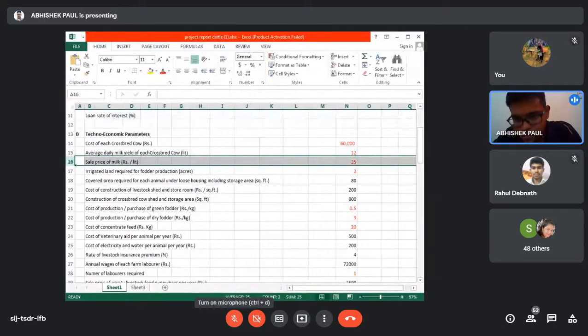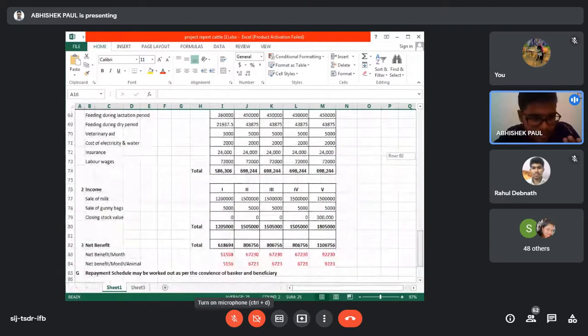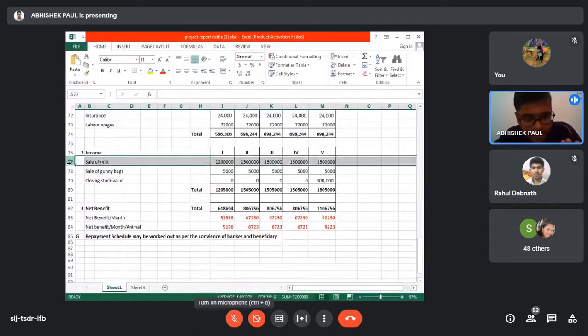Then you need to calculate per year. You see, this is the income source in the first year: sale of the milk. So this 12 lakh, where is it coming from?